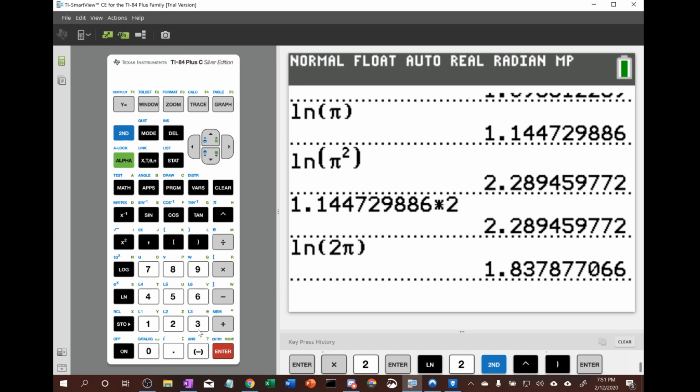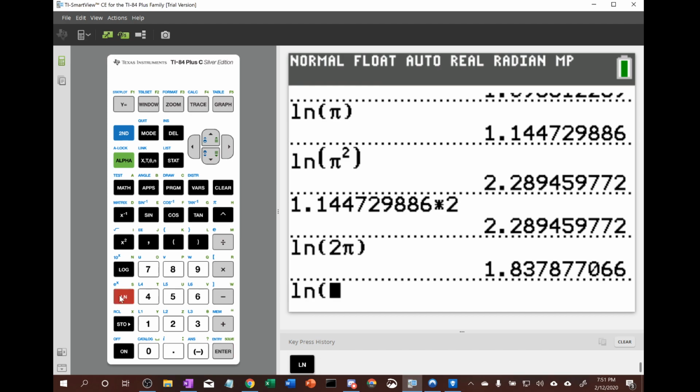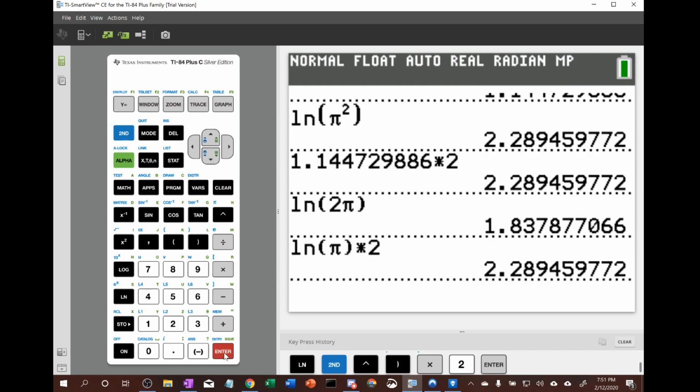So wait, we take the ln of pi and we multiply it by 2. So how about this? ln of pi, and then do like this, times 2 on the outside. I bet this will be 2.289. And it is. Oh, yeah. Well, that was cool. I didn't even anticipate going down that little journey.